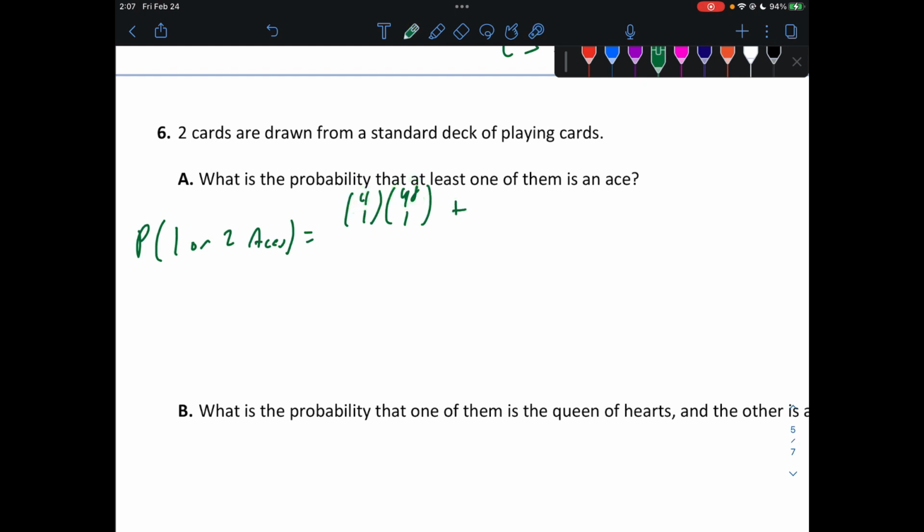The probability of picking 2 aces would be 4 choose 2. And then there's 52 cards in a deck. We're choosing 2 of them. That's our sample space. All right, go ahead and type those in, 192 and 6. All right, and we rounded to about 14.93%.